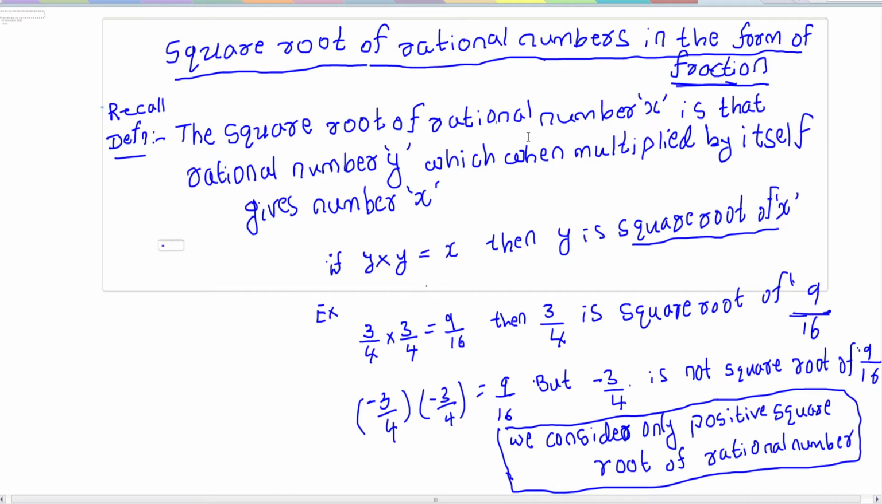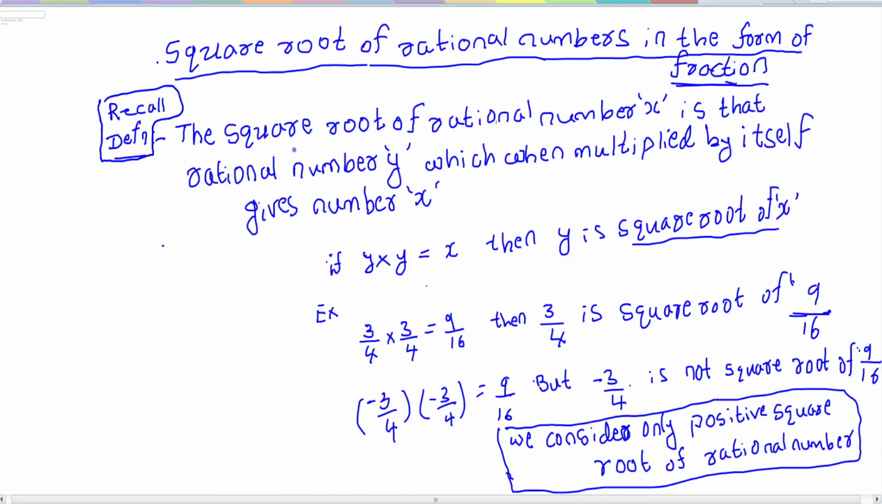The next topic is the square root of rational numbers in the form of fraction. Before going to this one, we can recall the definition of square root of a rational number.